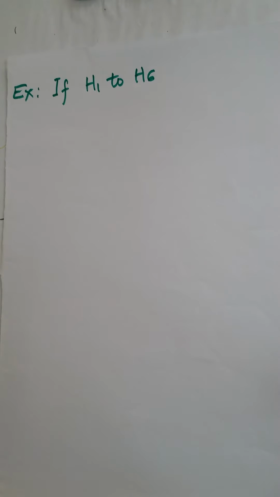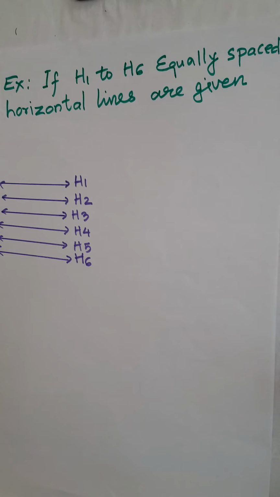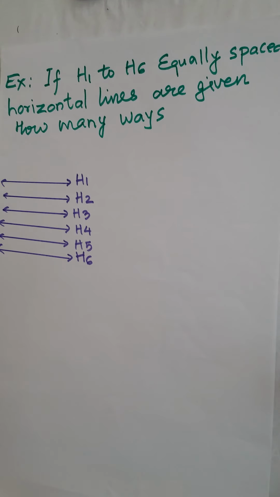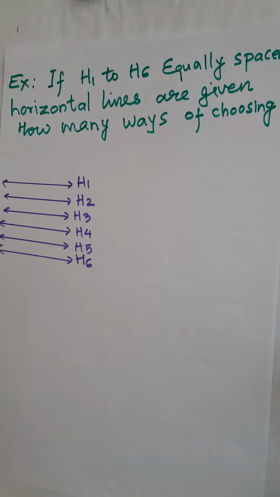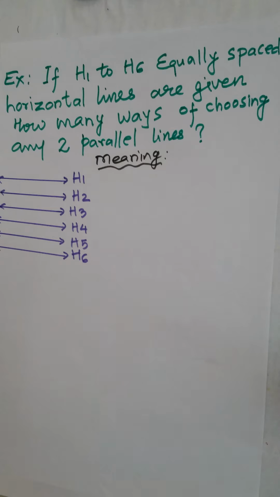Now if something like this is given, for example, if h1 to h6 equally spaced horizontal lines are given, how many ways of choosing any two parallel lines? What's the meaning of this?